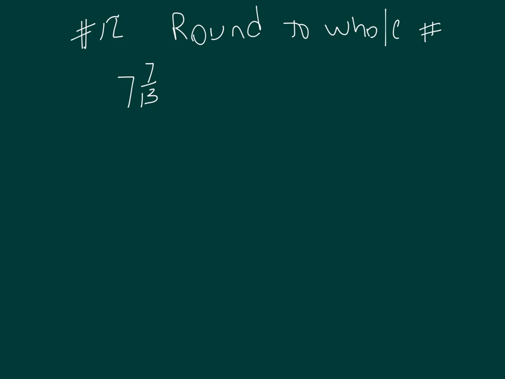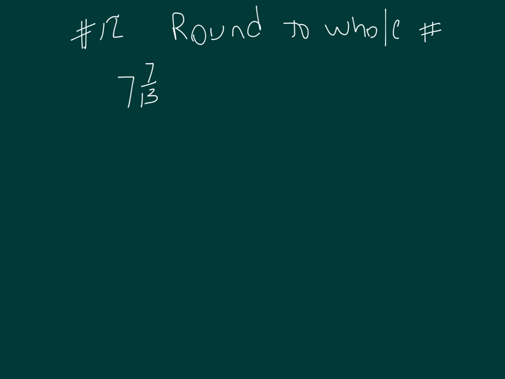All right, this video is about the Big 20 quizzes we get in class. We're going over problems that happen here. The Big 20 quiz is one where the questions are always the same, just different numbers. And number 12 is always going to be asking you to round to the nearest whole number. In this case, we have one that says 7 and 7/13.